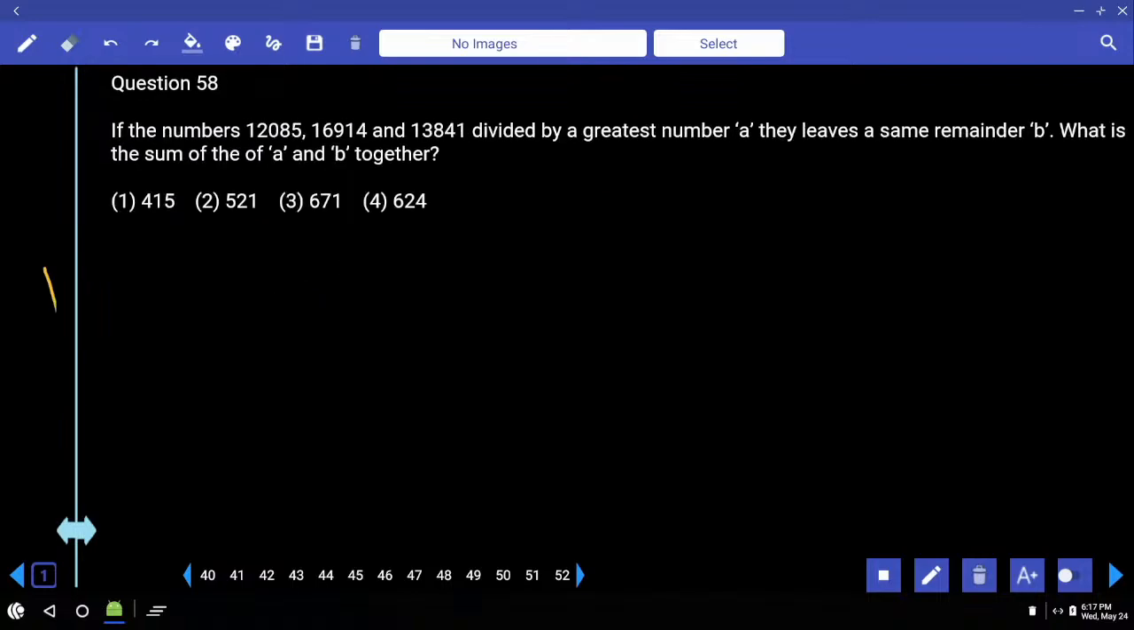If the numbers 12085, 169, 14, 138, 41 are divided by a greatest number A, they leave a remainder B. What is the sum of A and B together?